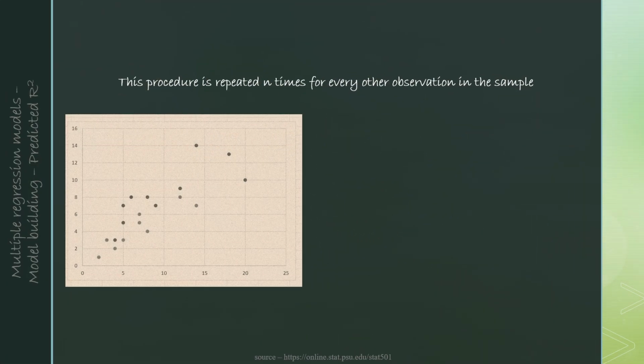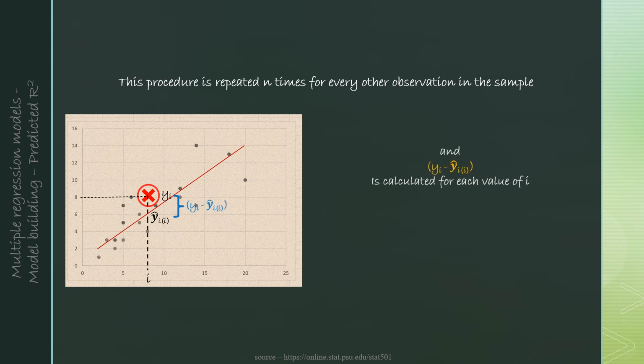This procedure is repeated n times for every other observation in the sample, and yi minus yi hat is calculated for each value of i. Predicted SS then equals sigma i equals 1 to n, yi minus yi hat, the whole square.